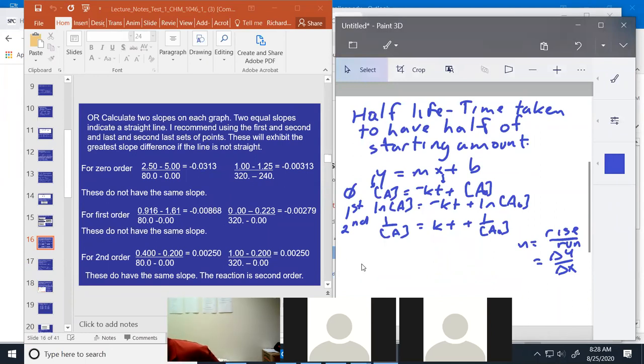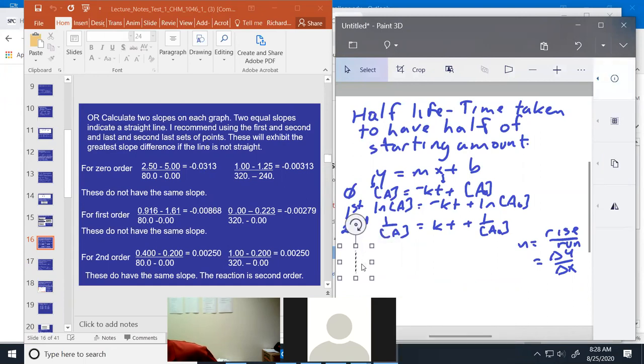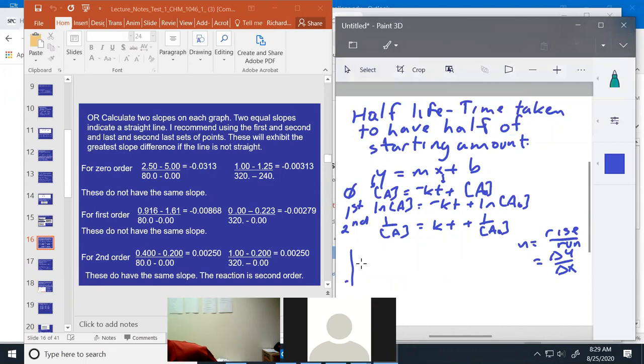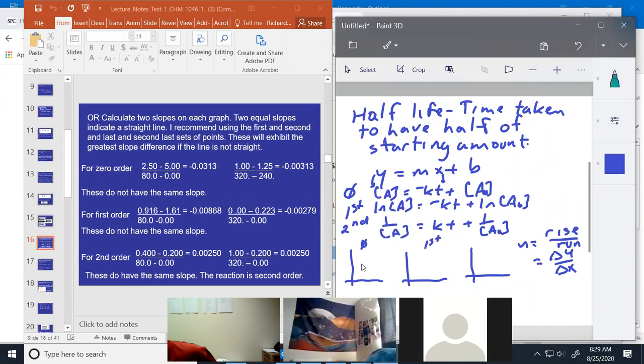All right, so let's look at how we get the slope units here for zero, first and second order. I'll do it down here. As I said, the unit will change depending upon which one we're looking at. So this will be zero, this will be first, this will be second. Zero order, if it's straight, will look like this. First order will look like this, and second will always look like that. So we've got negative slopes on zero and first, and a positive slope on the second order graph.